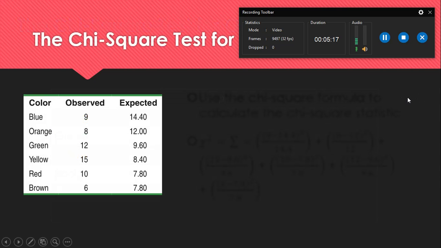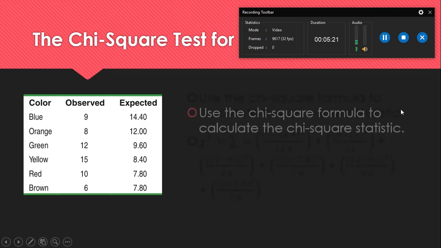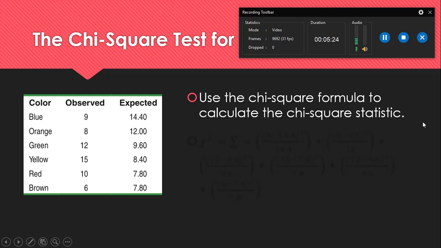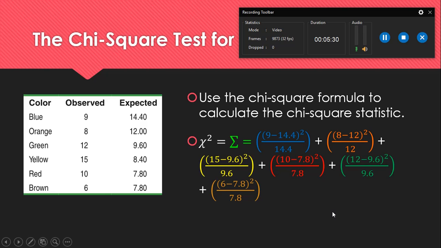So this is a summary of what we've observed and what we've expected. We're going to go through and use our chi-square formula to calculate our statistic. So I started with blue. Remember, it's observed minus expected squared all over expected. And I did color code each of the pieces to match the M&M color. And remember, you can pause it so that you can calculate the decimal equivalents on your own.